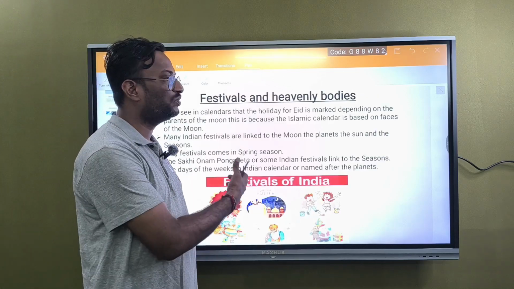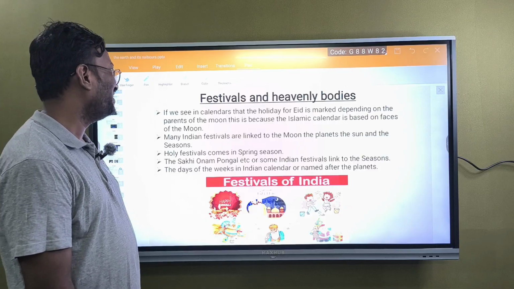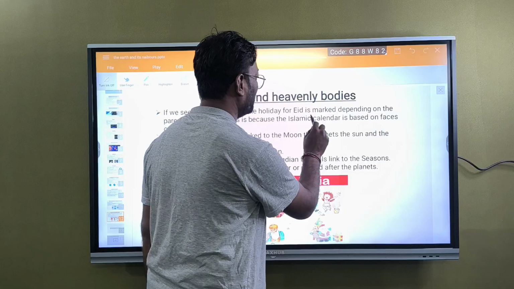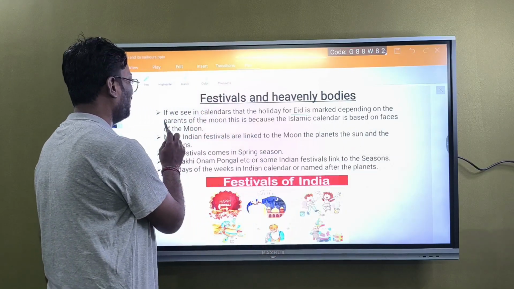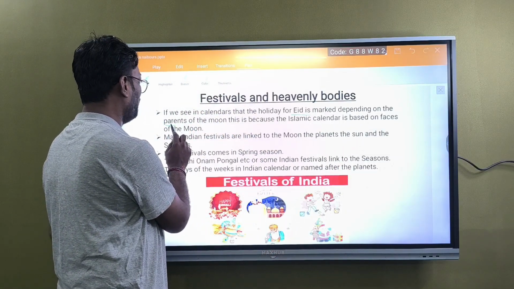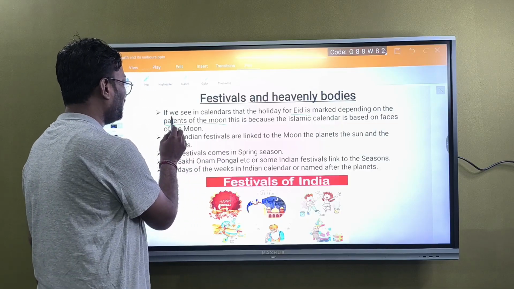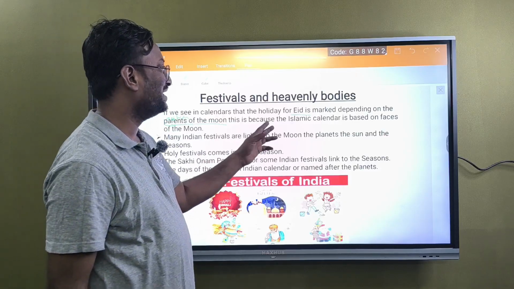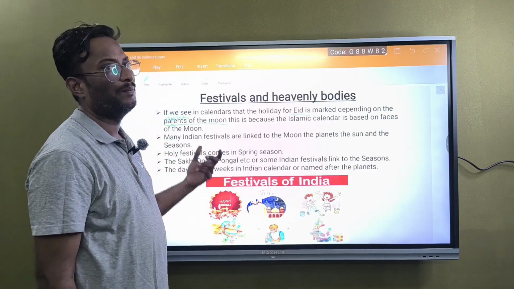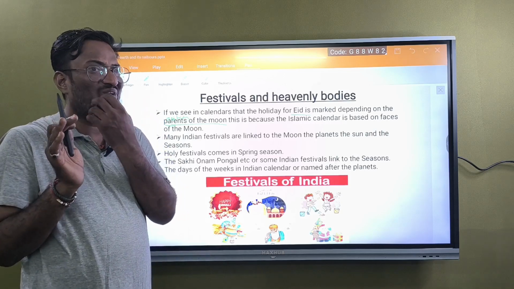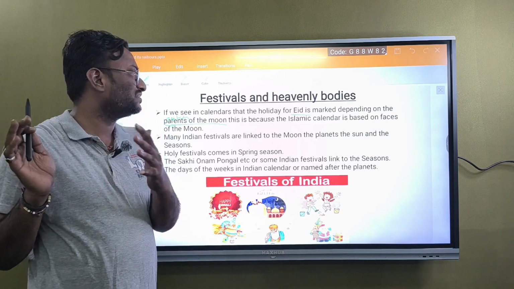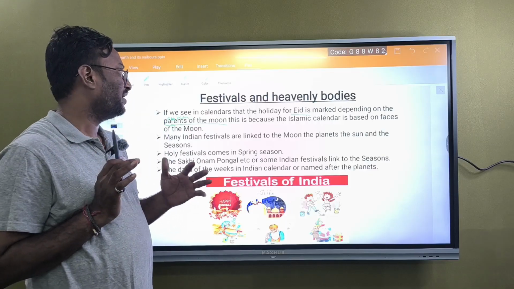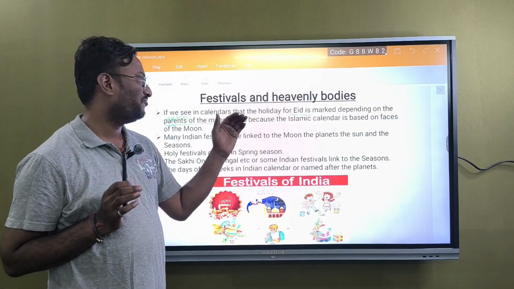And the next one is about festivals and heavenly bodies. If you see in calendars, the holiday for Eid is marked depending on the position of the moon. This is because the Islamic calendar is based on the phases of the moon. Depending on the Islamic calendar, those festivals will be done through moon position.